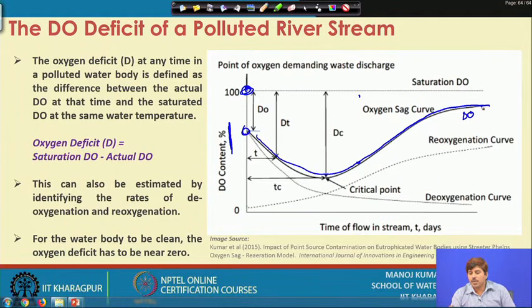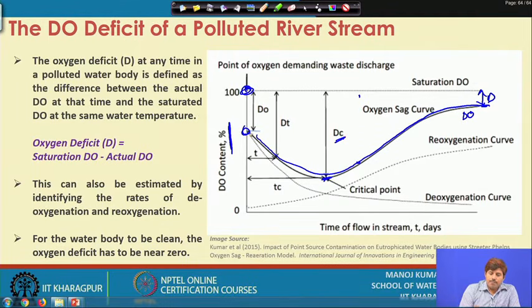So, when the water has a DO value near saturation, we know that the DO deficit, or oxygen deficit, is very low. When it is in the septic zone, when the dissolved oxygen level is at its minimum, the DO deficit is maximum, or we can call it the critical DO deficit. That way we get the deficit of the dissolved oxygen in the river.